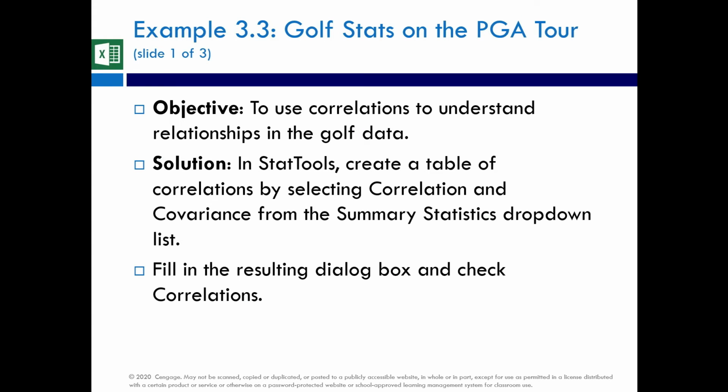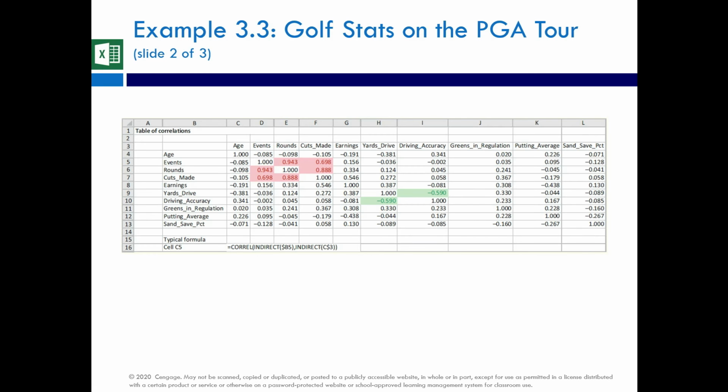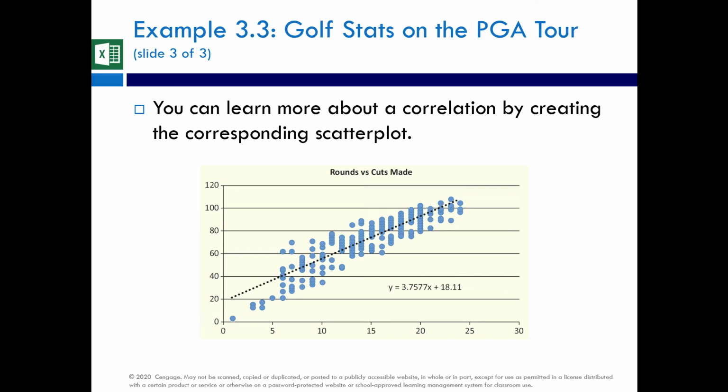Golf stats on the PGA Tour. Objective: to use correlation to understand relationships in golf data. Solution: in StatTools, create a table of correlations by selecting Correlation and Covariance from the Summary Statistics. Fill in the resulting dialog box by checking Correlation. So here we can see some of the correlations that we're showing. Everything is between 1 and -1, and we can see where it falls. So here's the XY chart. We have a positive correlation.